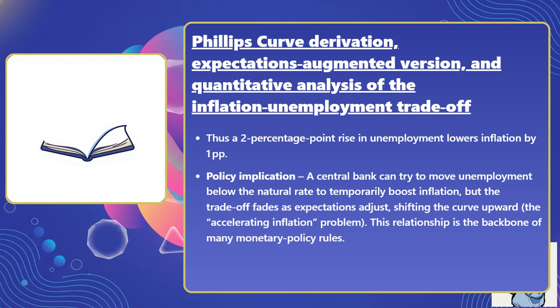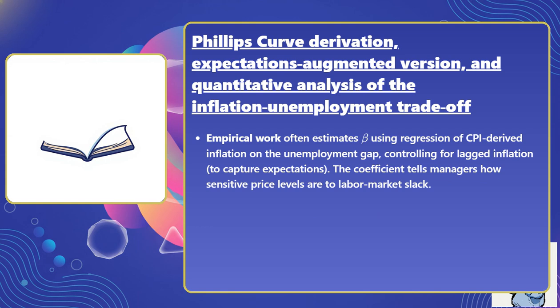Policy implication. A central bank can try to move unemployment below the natural rate to temporarily boost inflation, but the trade-off fades as expectations adjust, shifting the curve upward: the accelerating inflation problem. This relationship is the backbone of many monetary policy rules. Empirical work often estimates beta using regression of CPI-derived inflation on the unemployment gap, controlling for lagged inflation to capture expectations. The coefficient tells managers how sensitive price levels are to labor market slack.